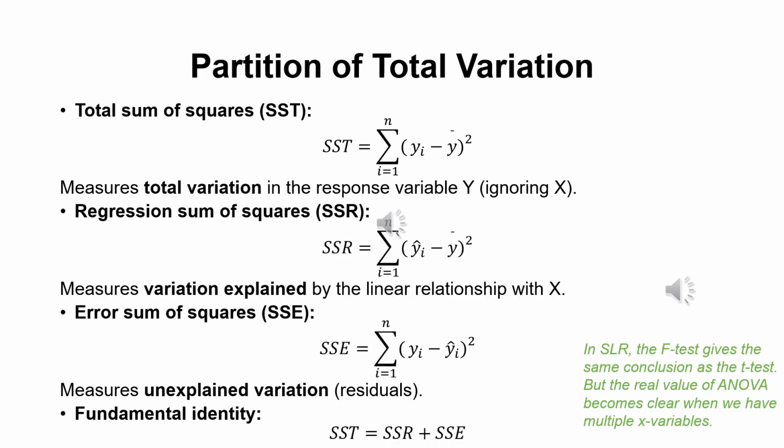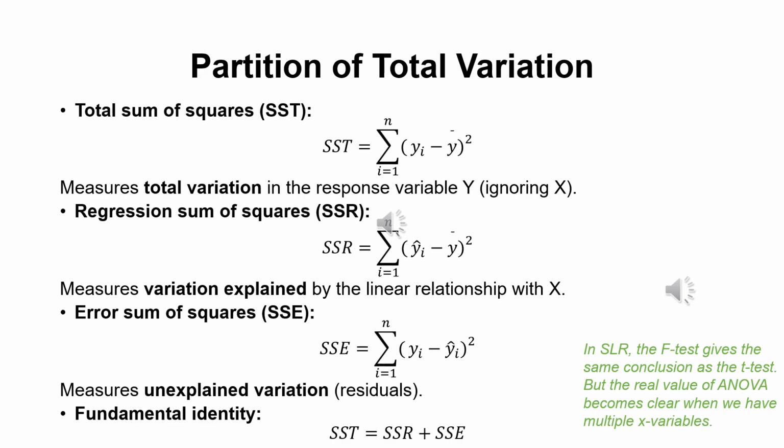Partition of total variation, ANOVA. Here again we see the partition of total variation, SST equals SSR plus SSE. This is the same equation we saw earlier when discussing R squared. In the context of ANOVA, we emphasize that SST measures the total variability in Y around its mean. SSR measures the variability explained by the regression line. SSE measures the leftover unexplained variability.